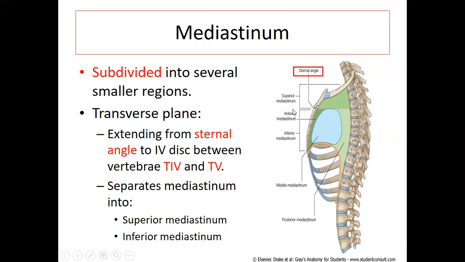Actually, the purpose of drawing the transverse plane here is to divide the mediastinum into the superior mediastinum and the inferior mediastinum. Above here, we have the superior mediastinum. Down here, we have the inferior mediastinum.